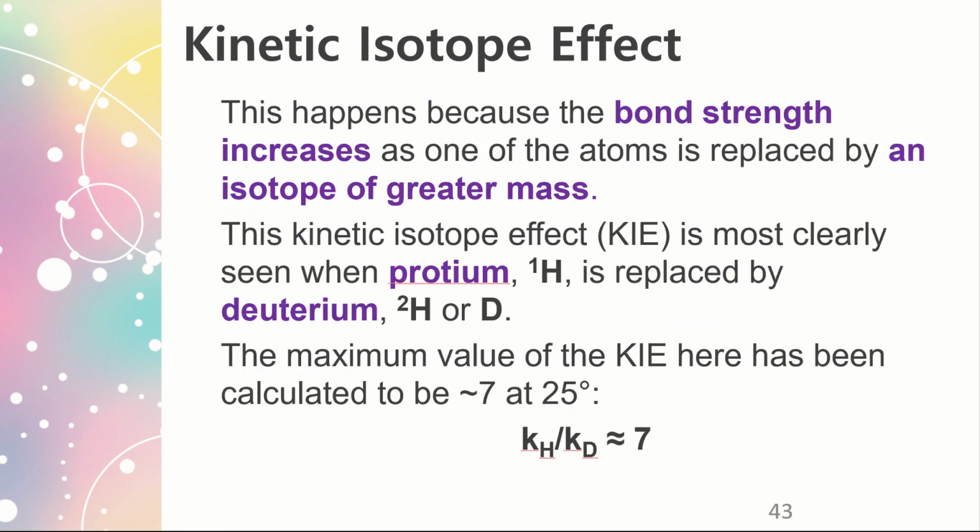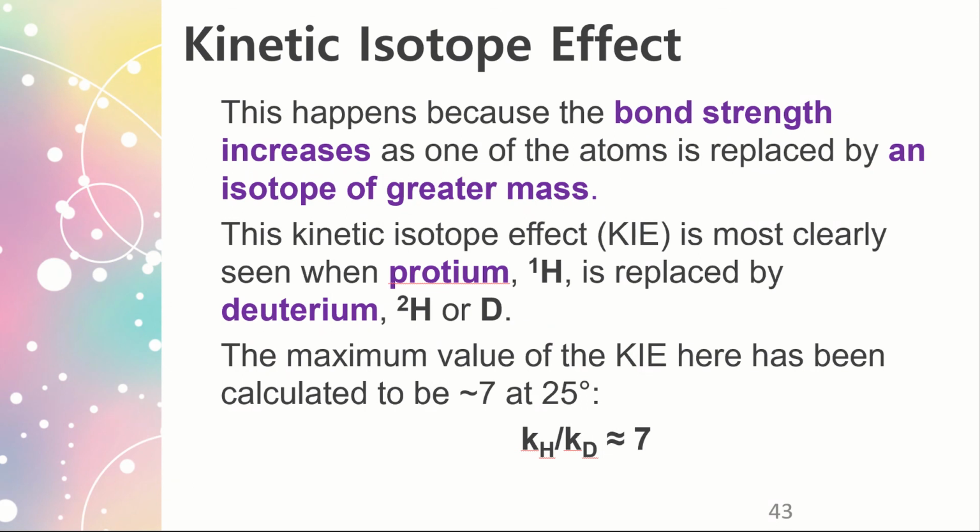So this happens because the bond strength increases as the atom is replaced by an isotope of greater mass. And so this kinetic isotope effect is most clearly seen with protium, or the hydrogen that we know of, replaced by deuterium, and the maximum value for the KIE here has been calculated to be about 7 at 25 degrees Celsius.